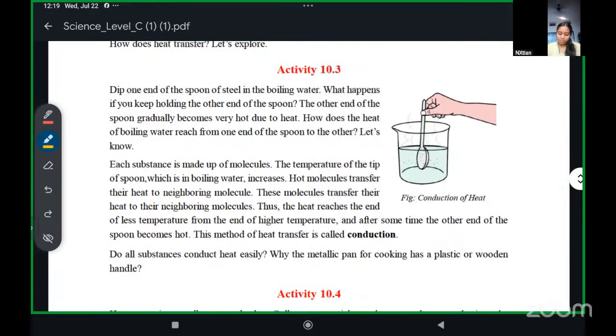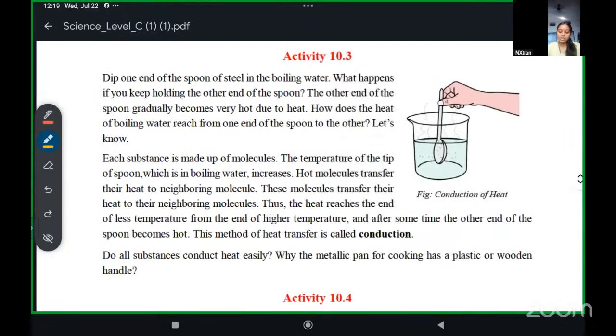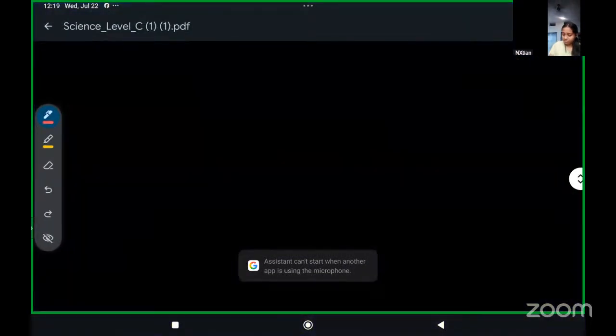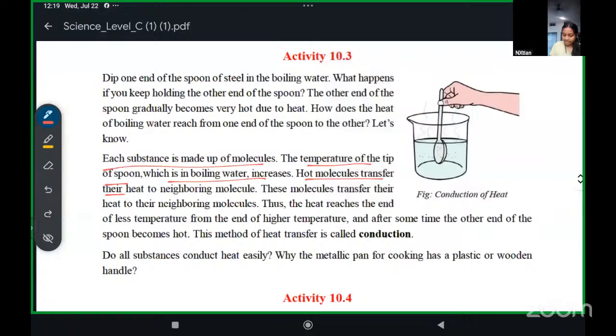One more activity is to dip one end of a steel spoon in boiling water. What happens if you keep holding the other end? The other end becomes gradually very hot due to heat. Now each substance is made up of molecules, like I explained to you. Every substance is made up of molecules. The temperature of the tip of the spoon, which is in boiling water, increases. Hot molecules transfer their heat to the neighbor molecules.